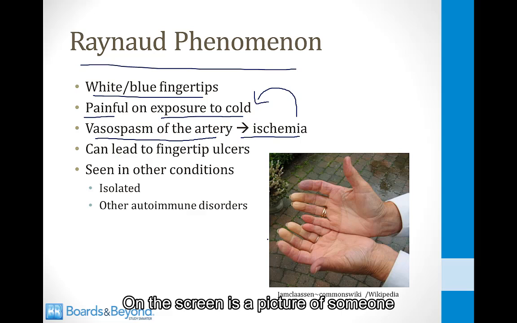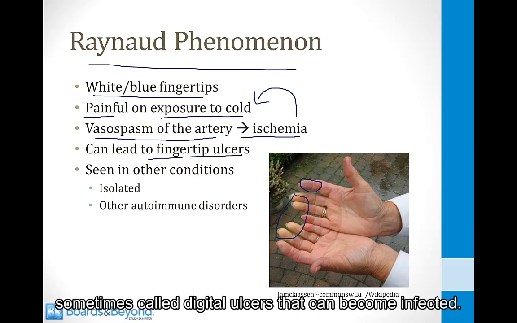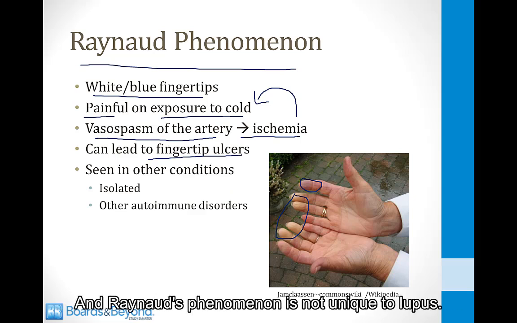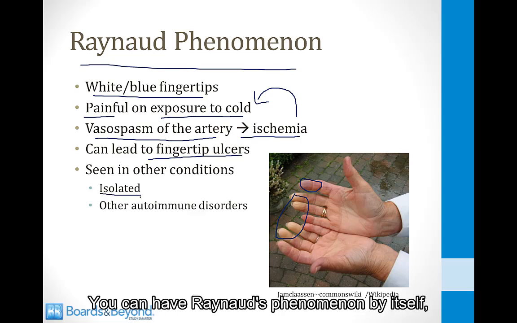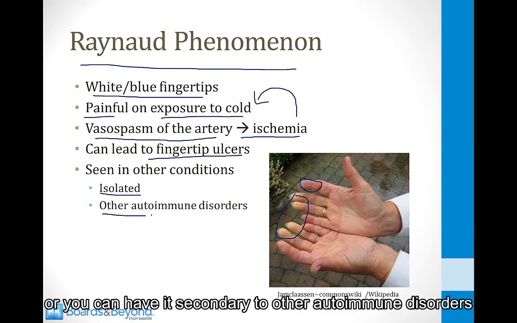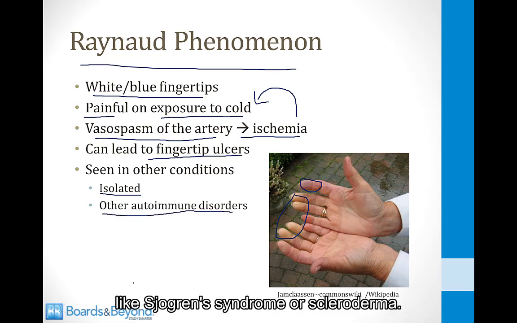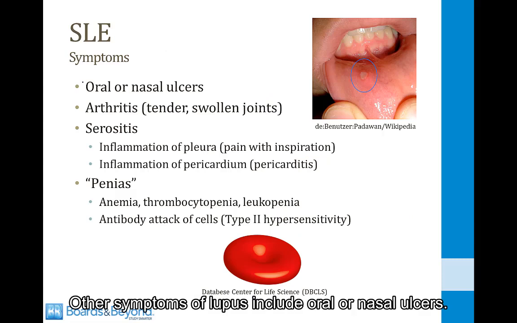On the screen is a picture of someone who's got the Raynaud's phenomena. You can see that some of their fingertips are white and some are turning purple. This is from ischemia. It can lead to fingertip ulcers, sometimes called digital ulcers, that can become infected. Raynaud's phenomena is not unique to lupus. It can be seen in many other conditions. You can have Raynaud's phenomena by itself, or you can have it secondary to other autoimmune disorders like Sjogren's syndrome or scleroderma. Other symptoms of lupus include oral or nasal ulcers.